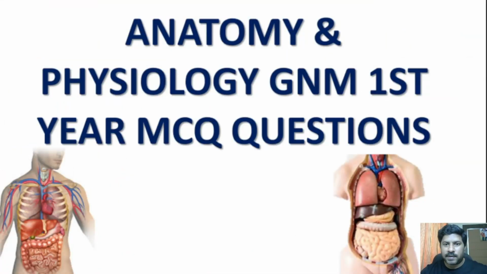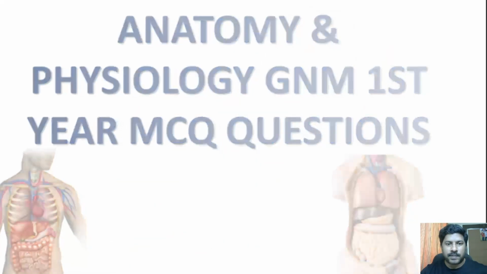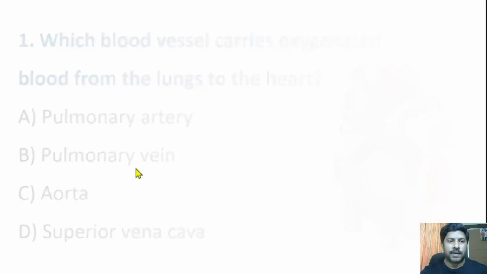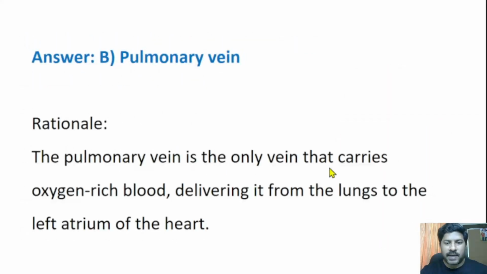Anatomy and Physiology GNM first year MCQ questions. First question: which blood vessel carries oxygenated blood from lungs to the heart? Pulmonary artery, pulmonary vein, aorta, superior vena cava. The correct answer is pulmonary vein. Pulmonary vein carries oxygenated blood from lungs to the heart. Only this vein carries oxygenated blood. Pulmonary vein is the only vein that carries oxygen-rich blood, delivering it from the lungs to the left atrium of the heart. All other veins carry deoxygenated blood. Only pulmonary vein carries oxygen-rich blood.